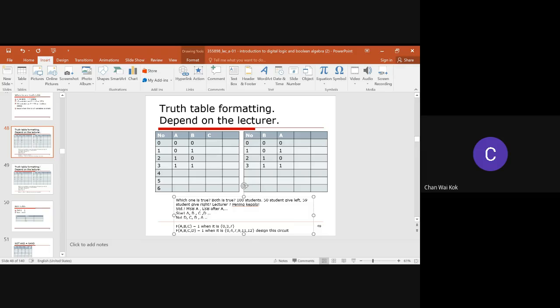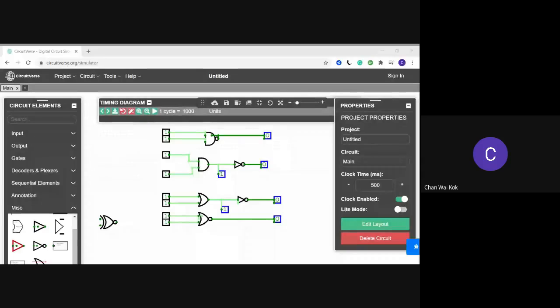Okay, stop sharing. Where's the circuit? Okay, so this is a circuit and OR symbol. Okay, any questions? So you play around with this.